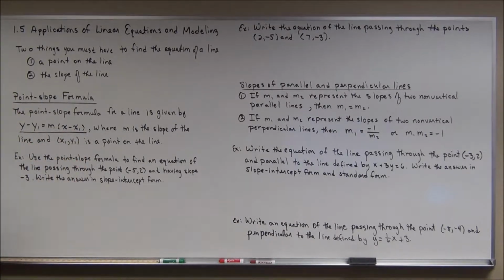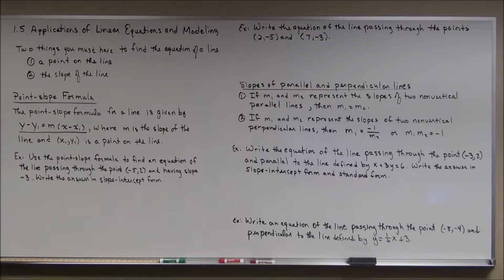So we use the point-slope form, which is derived from the slope formula itself. The point-slope formula for a line is given by y minus y sub 1 equals m times the quantity x minus x sub 1, where m is the slope and x sub 1, y sub 1 is a point on the line. So if I have the slope and I have a point, I can plug into here and I can write the equation of the line.